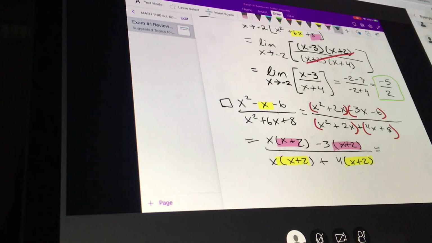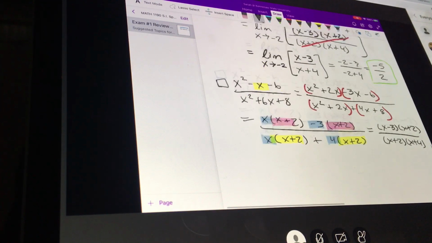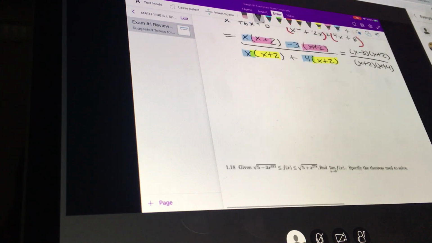And so then you're going to take these outside numbers and multiply it by one of the pink. And the same thing, you're going to take these two outside numbers and multiply it by one of the yellow. So we get x minus 3 times x plus 2 over x plus 2 times x plus 4. Awesome. All right. So moving on, that was 113.